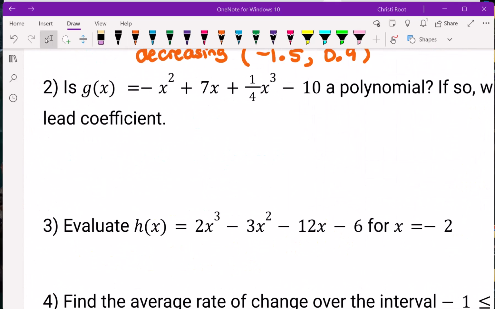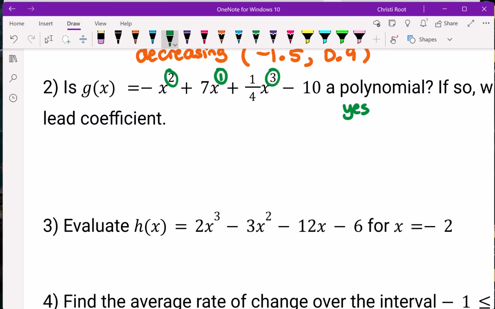So question 2 is asking whether or not it's a polynomial. The way that you can tell if something's not a polynomial is if it has a fraction exponent or a negative exponent on the variable. So what you need to do is look at all of the variables and the exponents on those variables. So it looks like all of them are whole numbers, and that's exactly what you want. So yes, this is a polynomial.